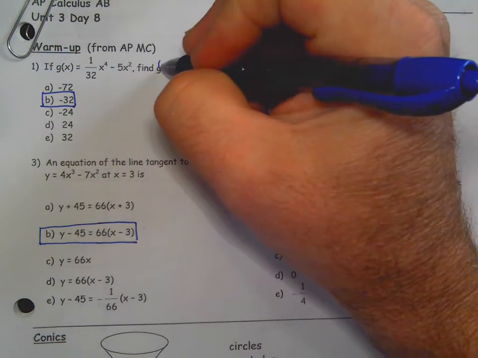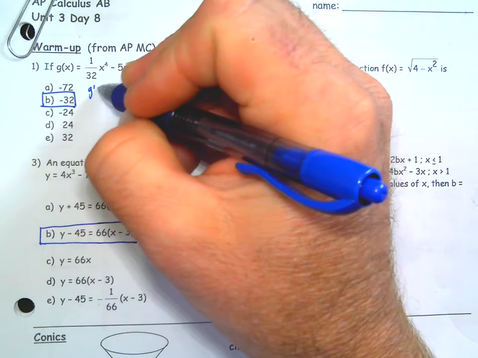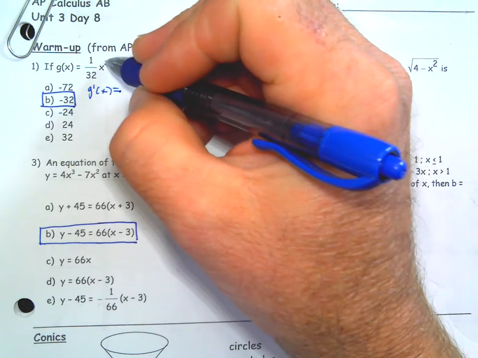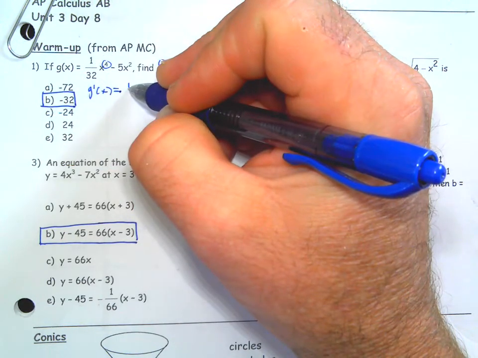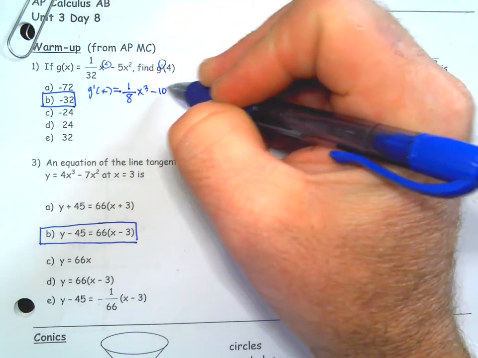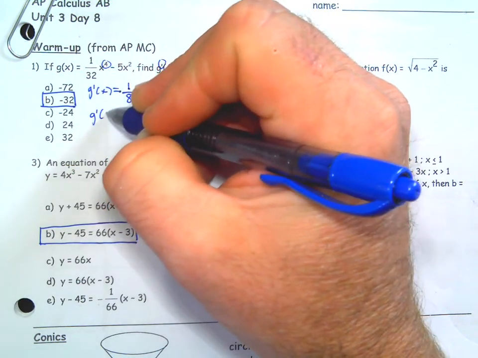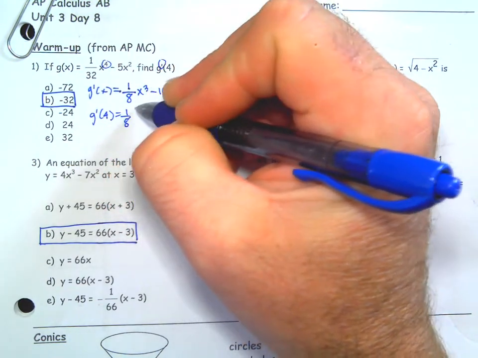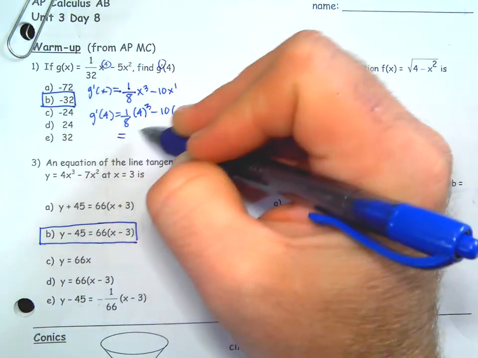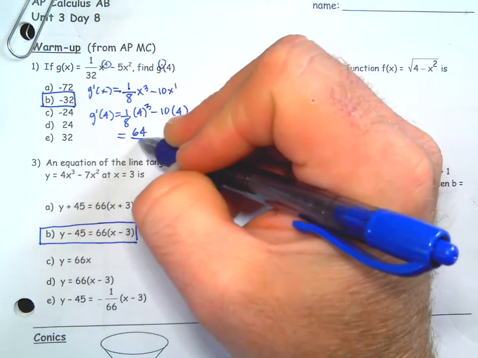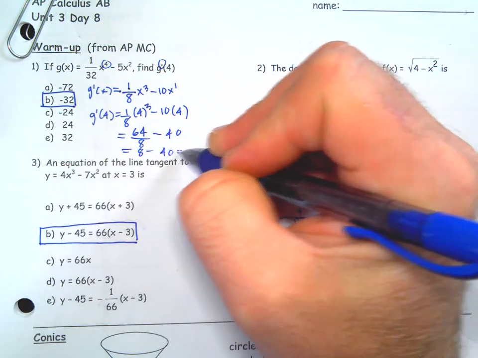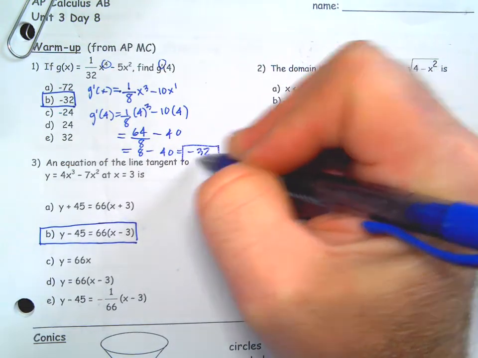So this one we're finding g prime of 4. The first thing to do is to find g prime using the power rule, the one derivative rule I think I've taught you. You multiply the power in front. Yep, 4 over 32 is 1/8 x cubed minus 10x to the first. I'm going to plug 4 into this. So it's going to be 4 cubed over 8 minus 10 times 4. That's 64 over 8 minus 40, which is 8 minus 40, which is negative 32. There you go.